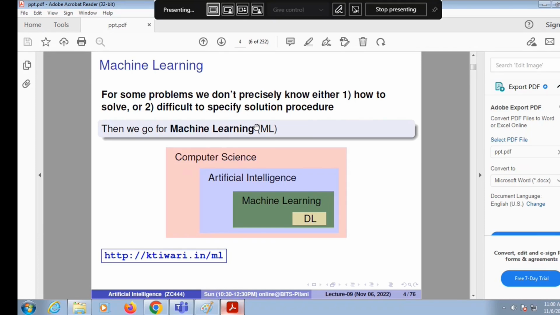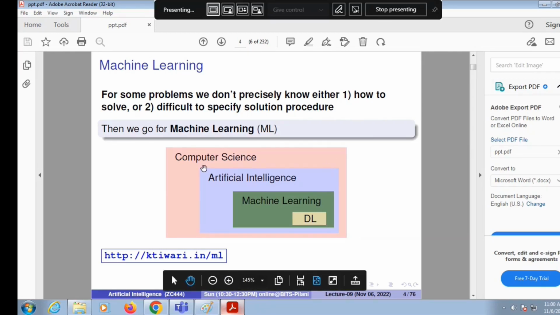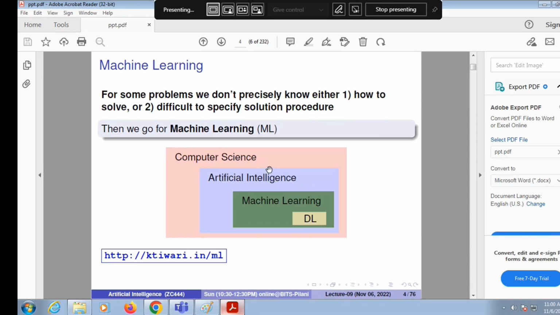In the machine learning setting, the very important and distinguishing part is that things happen automatically. In computer science we do many things such as algorithm development and system development, but artificial intelligence is one part which concentrates on how we can bring intelligence to computers.